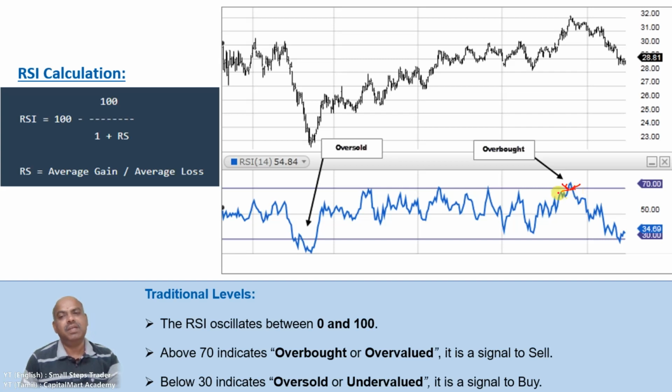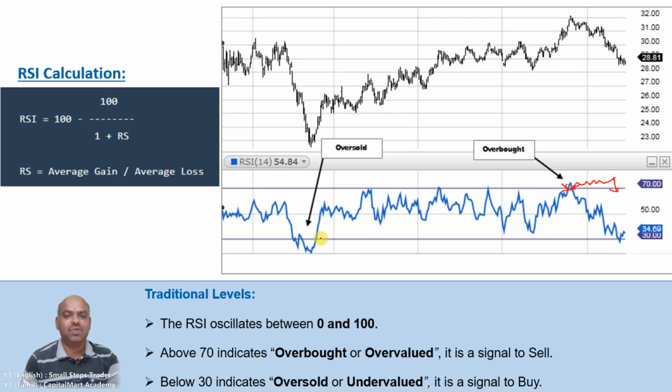Sometimes what happens is, once it enters the overbought zone, the price still progresses further. Even at that time, the indicator will remain in the overbought zone. So whenever it breaks the overbought zone, only then sell, or you are freshly going to take the short position. Whenever it breaks, you can take it.